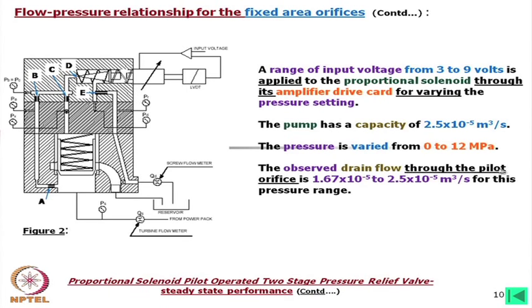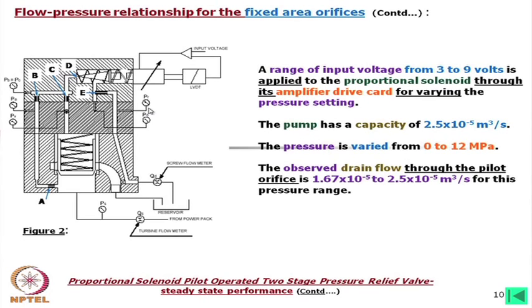Here we observe the drain flow through the pilot orifice. It was 1.67 × 10^-5 to 2.5 × 10^-5 cubic meters per second for this pressure range. Now, I would like to say at zero pressure there was definitely no flow, but we varied from 0 to 12 megapascals, and at a certain pressure this opened, and for this range it was 1.67 to 2.5 × 10^-5.